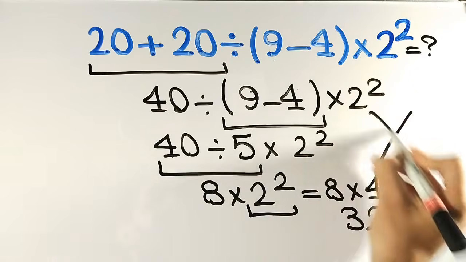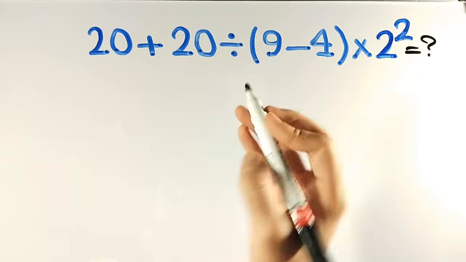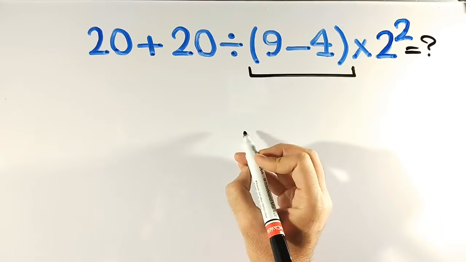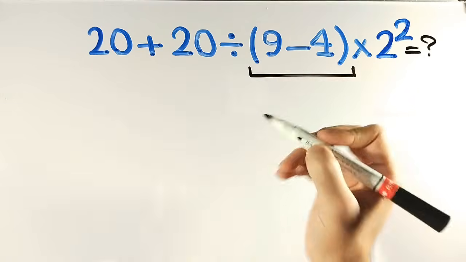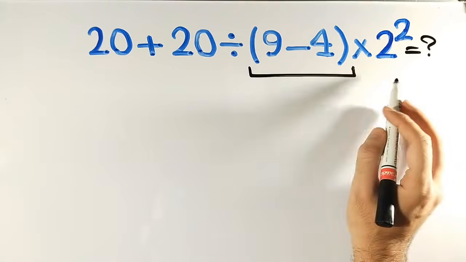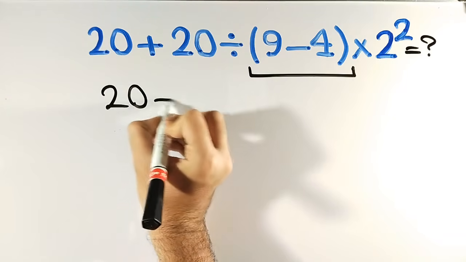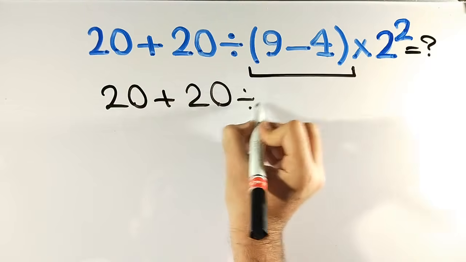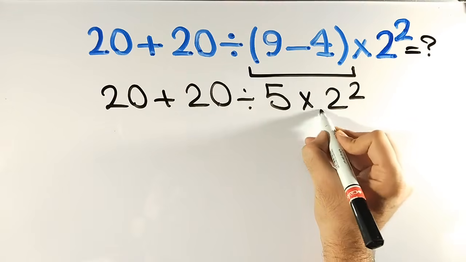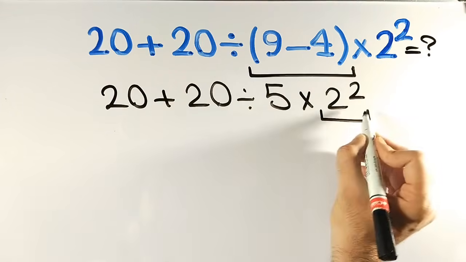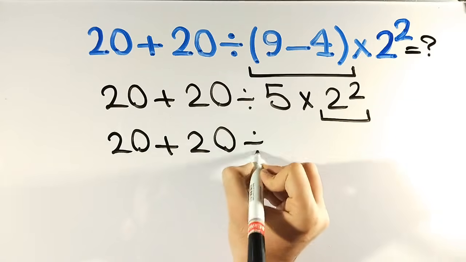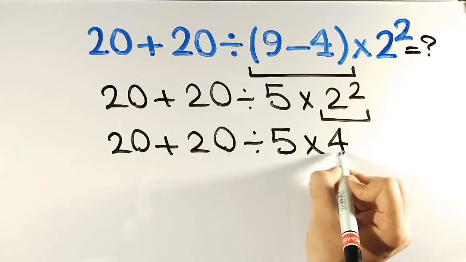But that's definitely wrong. Also, some other people when solving this question first go for the expression inside the parentheses because they believe parentheses have a higher priority than the other operations. So, instead of this expression, they write 20 + 20 ÷ 5 × 2². In the next step, they go for the exponent, and instead they write 20 + 20 ÷ 5 × 4.